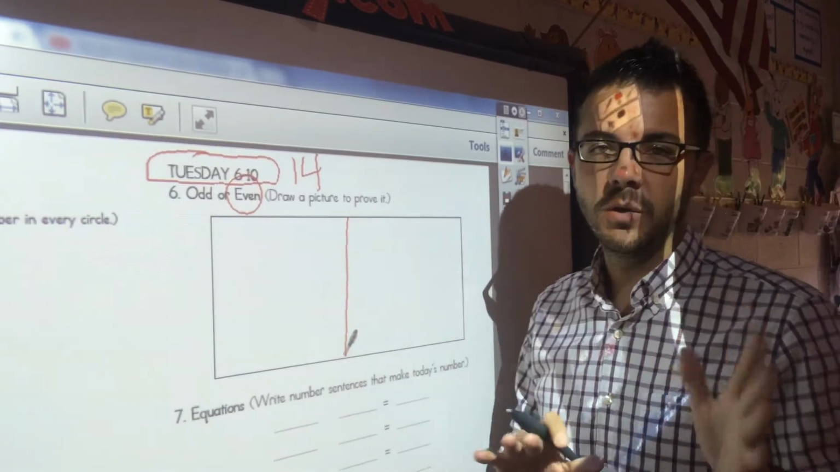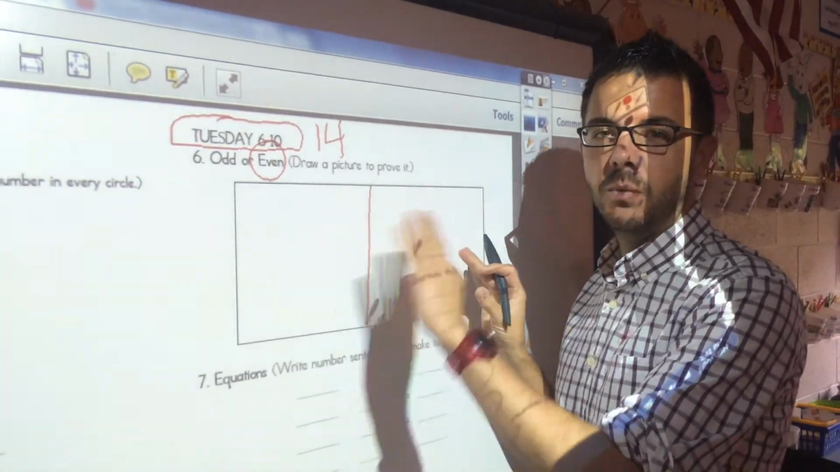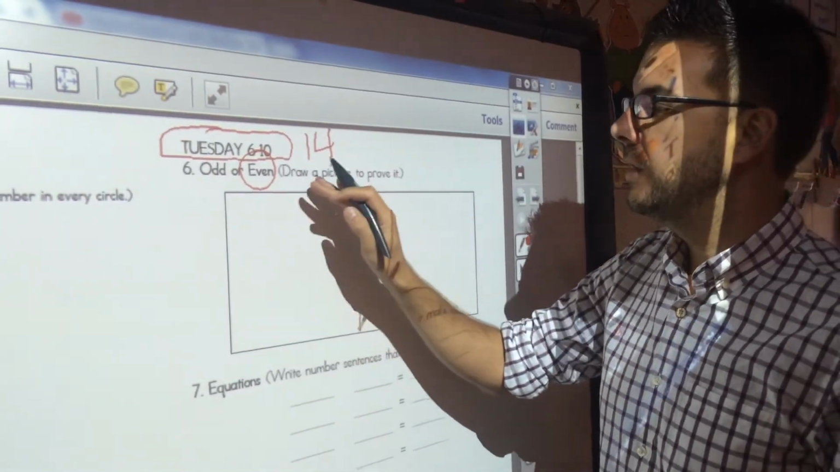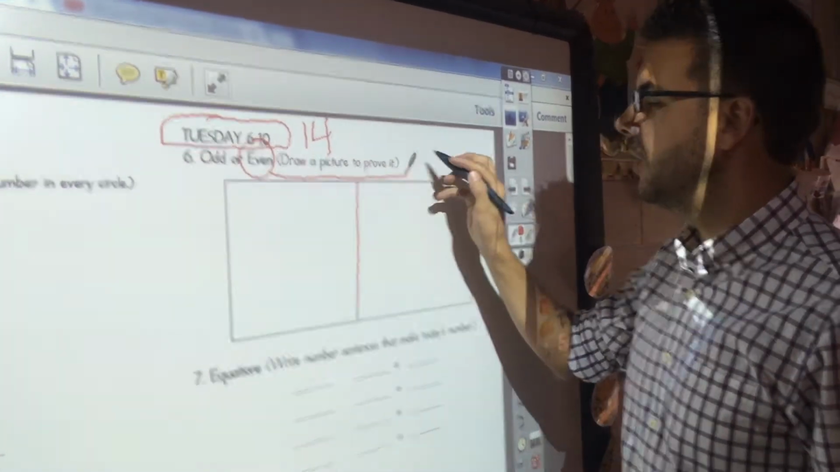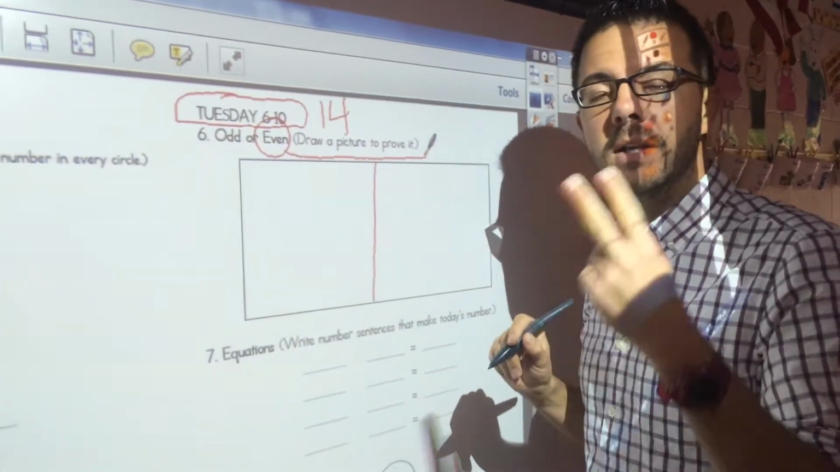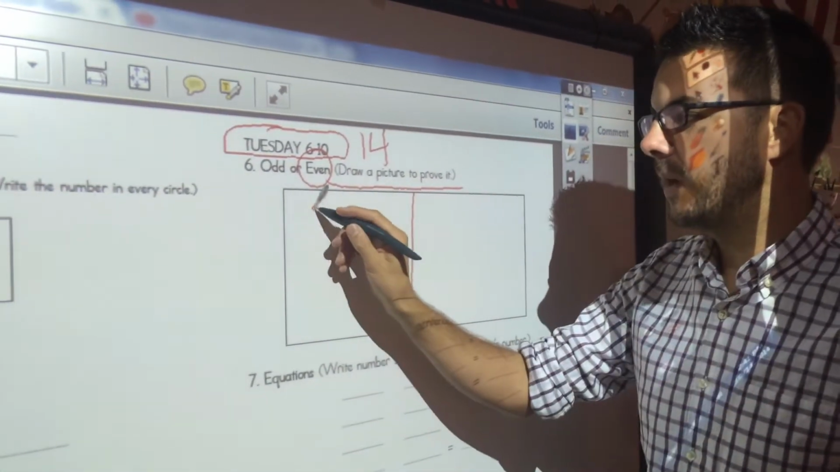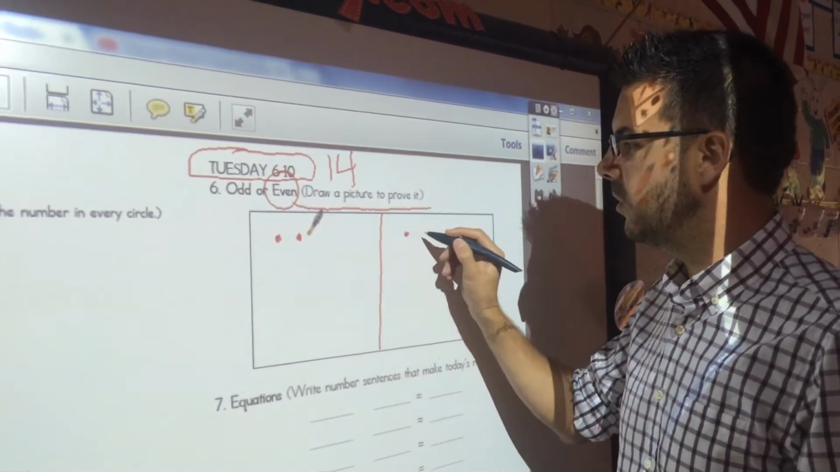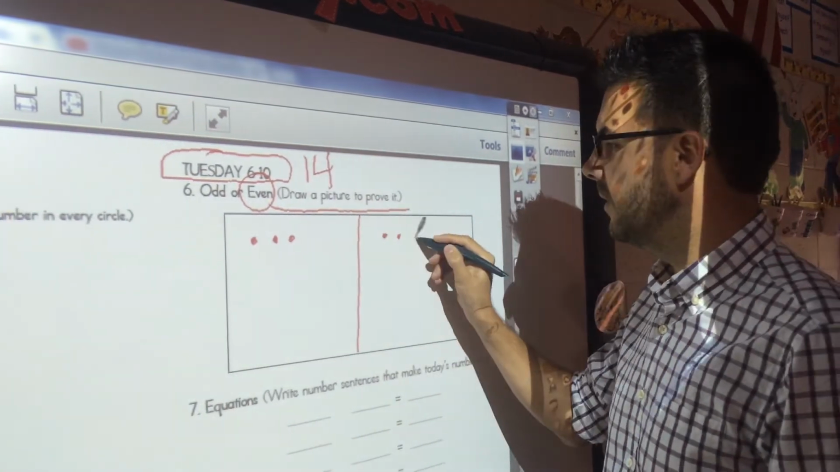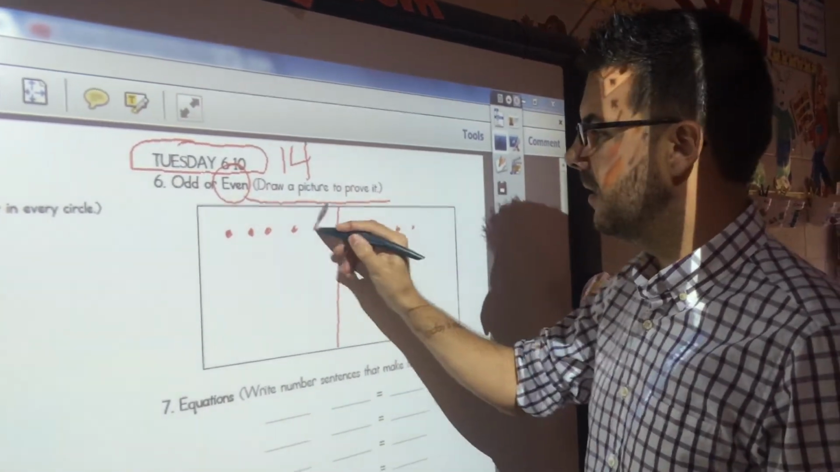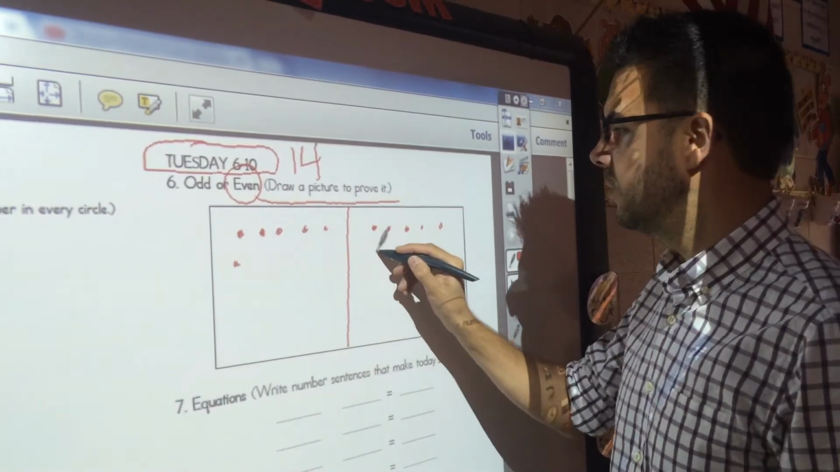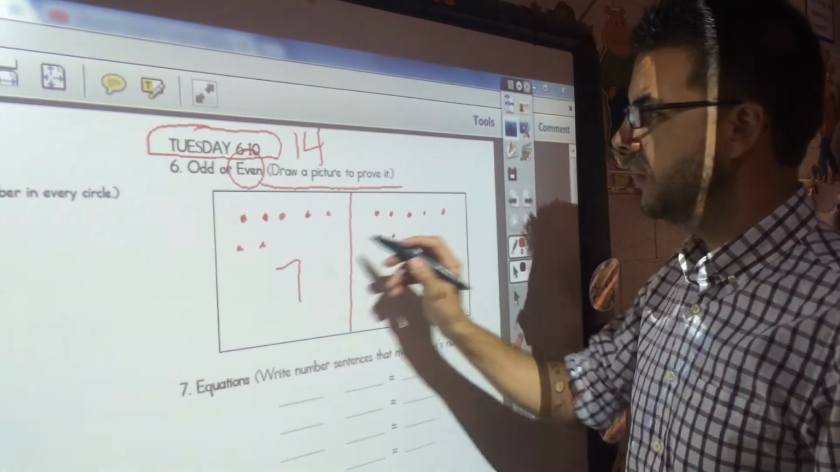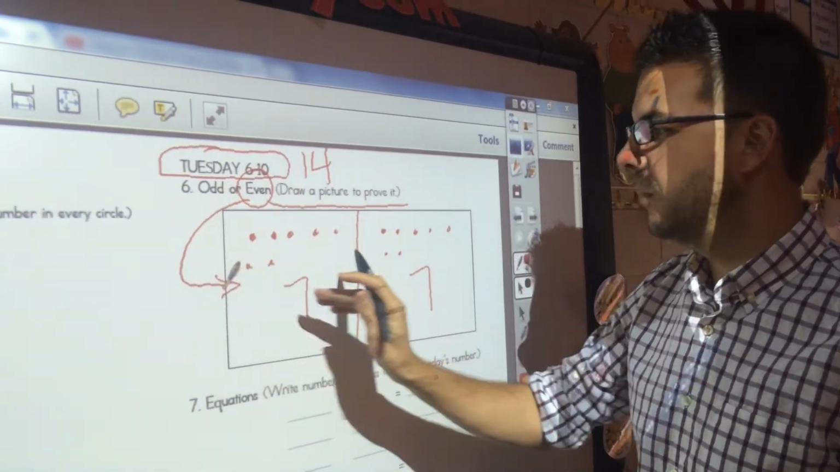I'm going to film a special video just for odd and even with some greater numbers later. But for the purpose of today, the number 14, the actual definition of an even number is that it can be divided into two equal groups. So the way that I tell the students to do that is they just start dividing the number 14 into two equal groups to prove it. There's 1, 2, 3, 4, 5, 6, 7, 8, 9, 10, 11, 12, 13, 14. So you have 7 over here and 7 over here, so that proves that it's even because I have two groups of 7.